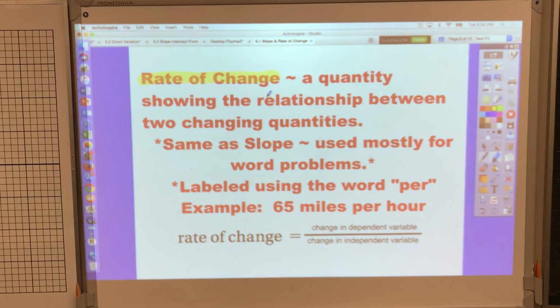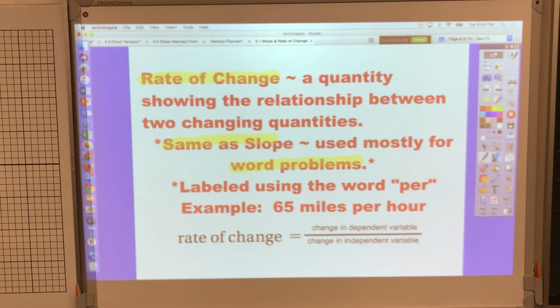Rate of change is very, very closely related to slope. The only difference is that this is what we use for a word problem. In a word problem, they're not going to tell you to find the slope of the graph. They're going to ask you what the rate of change is. And the definition of a rate of change is a quantity showing the relationship between two changing quantities.